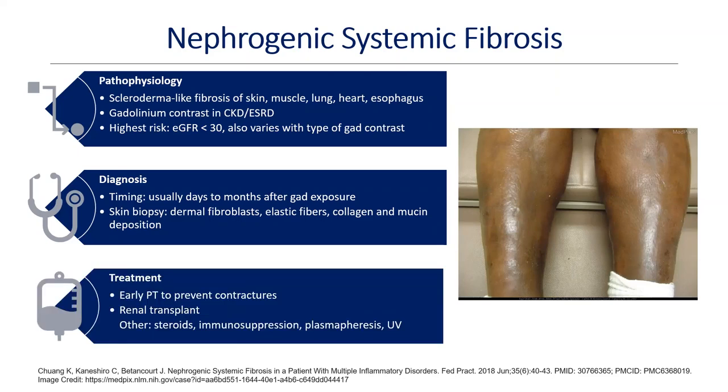And then lastly, treatment is pretty difficult. So a lot of things have been tried, like steroids, immunotherapy, plasmapheresis, and ultraviolet, but they have not been shown to be that effective. And actually the best thing you can do is early physical therapy, and renal transplant has been shown to have some reversibility of the disease.